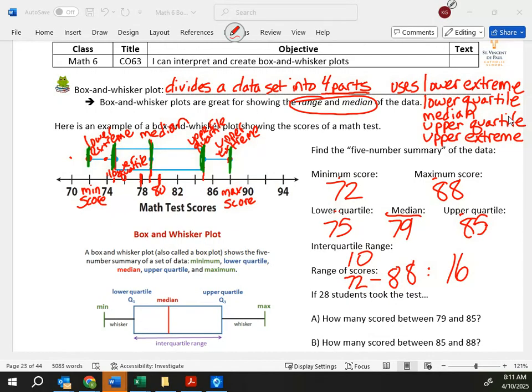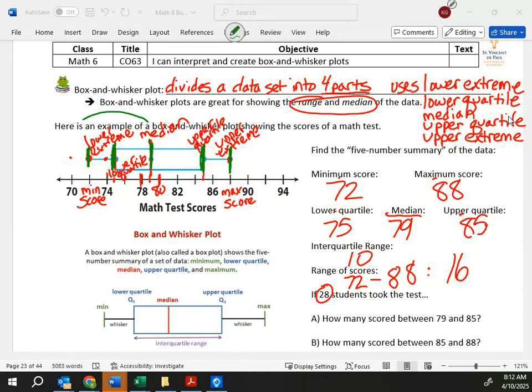All right, so now we know 28 students took the test. So now we have to figure out how to interpret that box and whisker. Knowing what we know, that we have our 4 parts, and each part is broken up with the even number of scores in each part. There are 28 scores. We know our median is the middle of those 28.